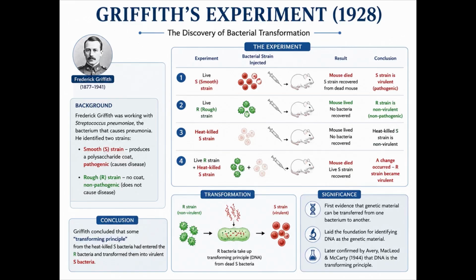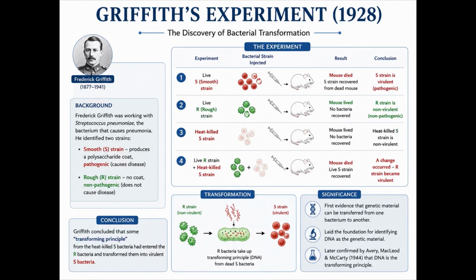Now let's take a deeper look into the Griffith experiment of 1928, and it was about bacterial transformation. He was working with Streptococcus pneumoniae, the bacterium that causes pneumonia. He identified two strains, that is S strain and R strain.